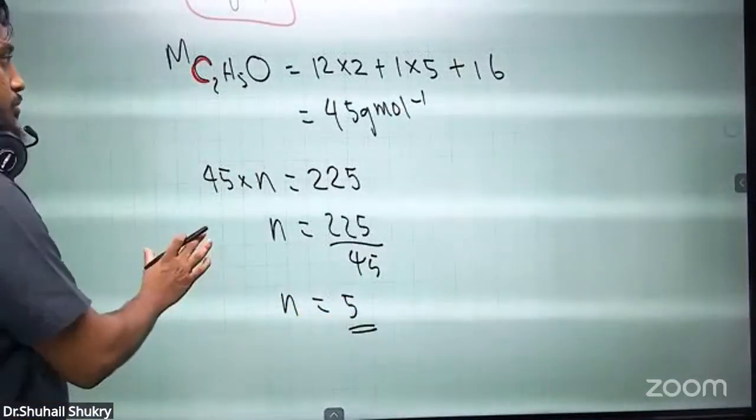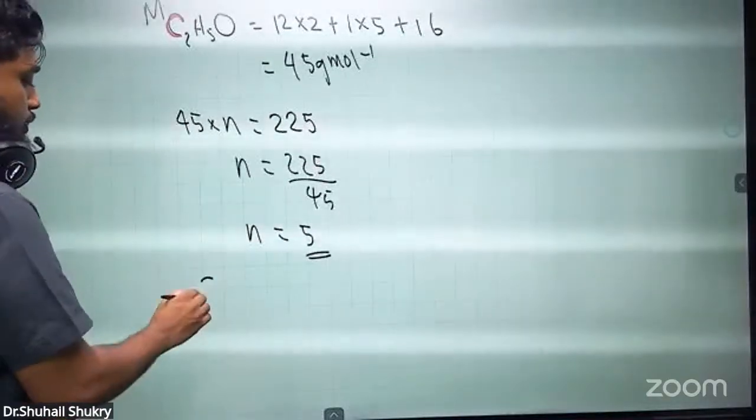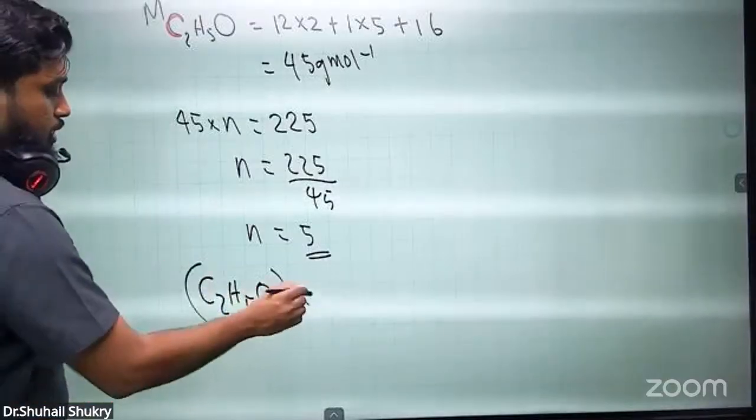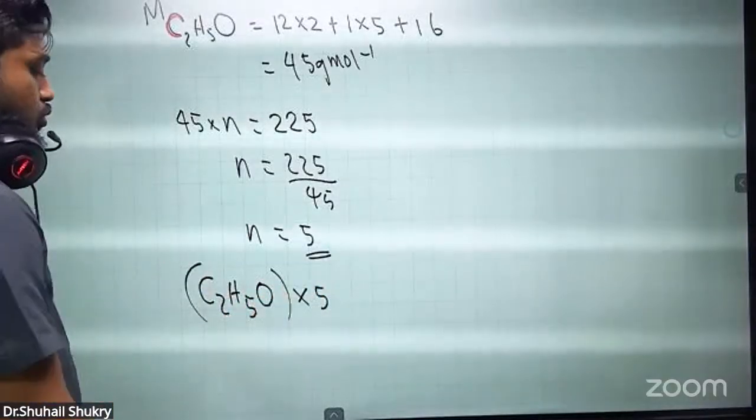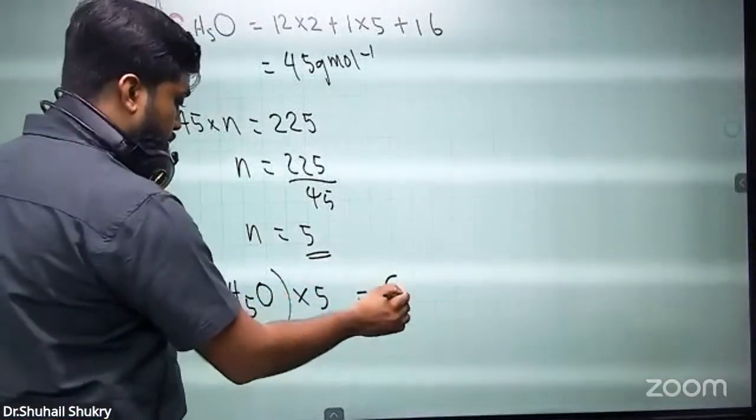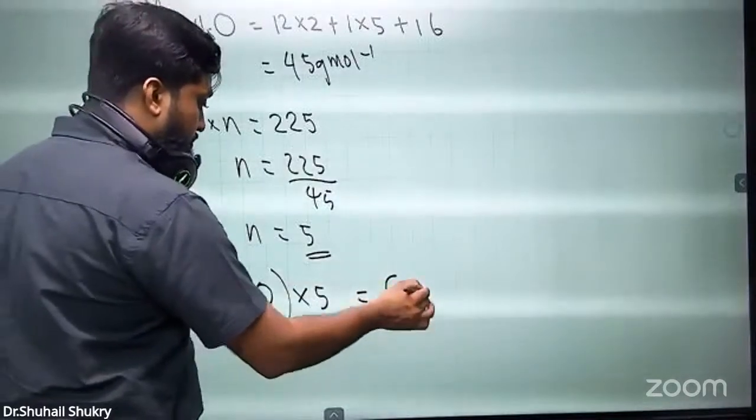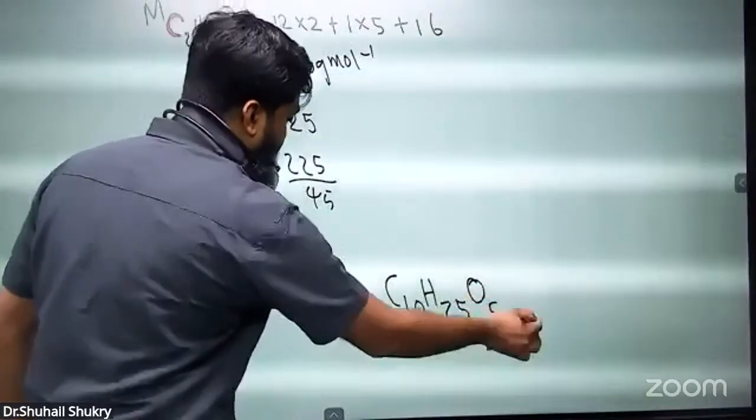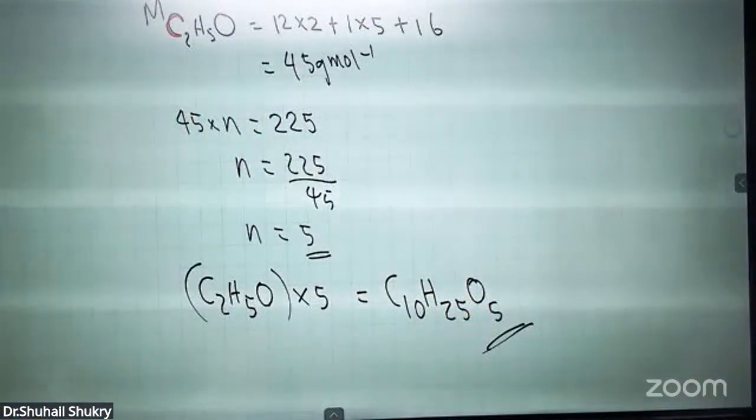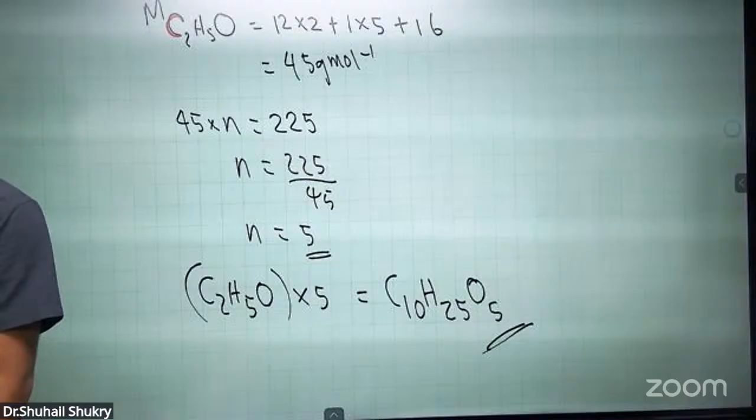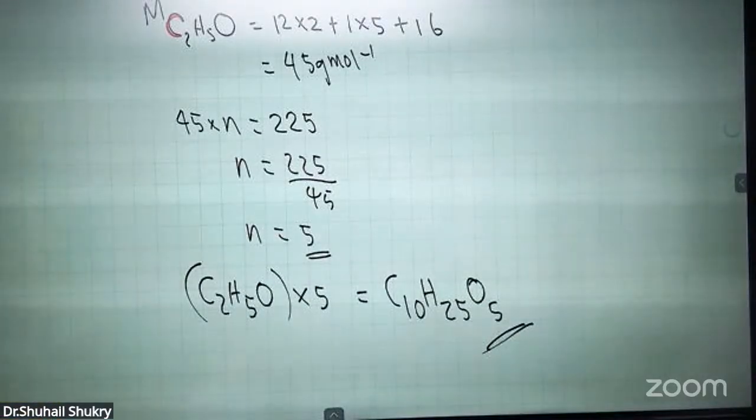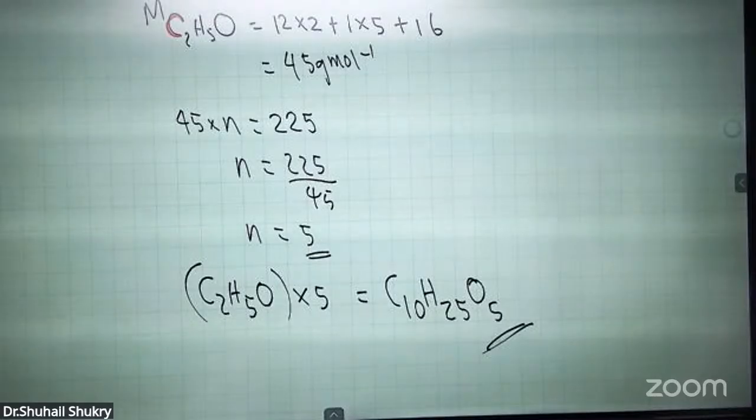If N is 5, this entire C2H5O you multiply by 5. If you multiply by 5, you get the molecular formula as C10H25O5. Got this? Okay. So here everything is about your simplification speed.